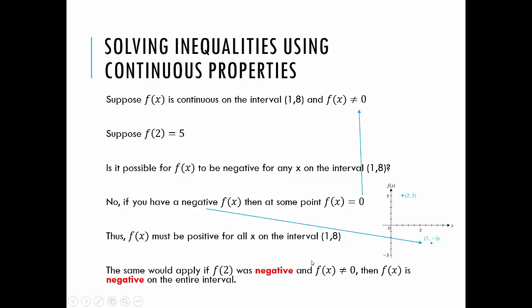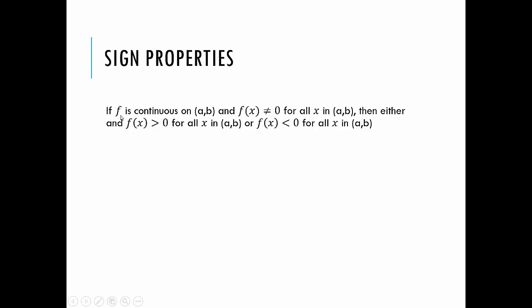And of course you could say the same thing if we started out with our point in the negative. There would be no way it could ever go positive. So these sign properties, sign meaning positive, negative, okay, that's what we mean by sign. If our function is continuous on an interval and f of x does not equal 0, which we just said means we never cross the x-axis, then on this interval, either f of x is greater than 0 for all x on this interval, or f of x is less than 0.